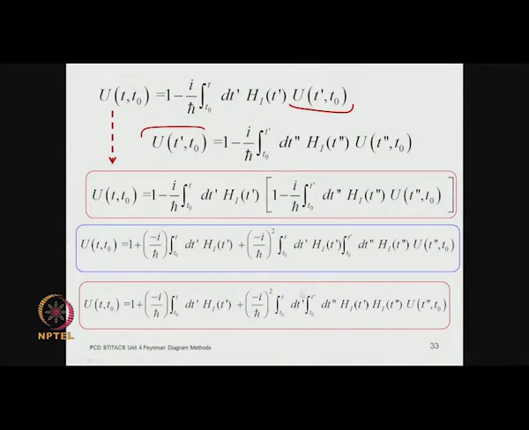Okay, so, let us write them in a slightly neater form. So, you have got the integration over t prime, integration over dt double prime, then you have got H_I(t prime) over here, H_I(t double prime) and U(t double prime, t0). So, all the orders are written in the correct sequence, the integration limits are taken care of, and this is the form that we will analyze now.